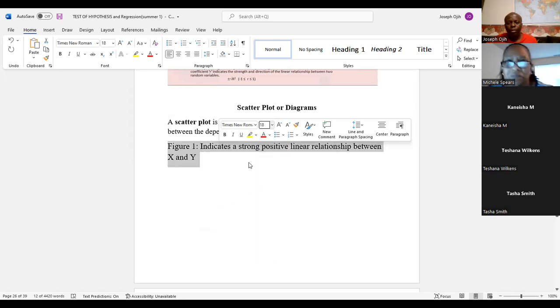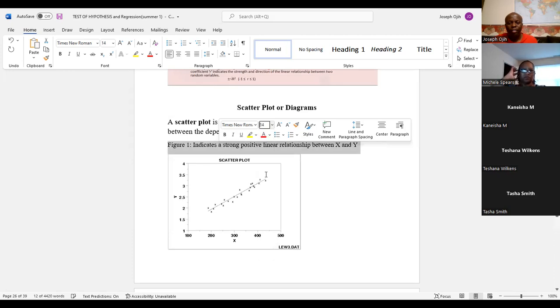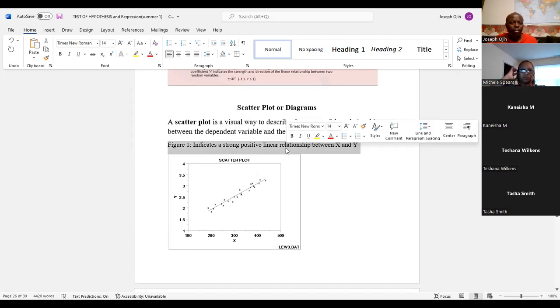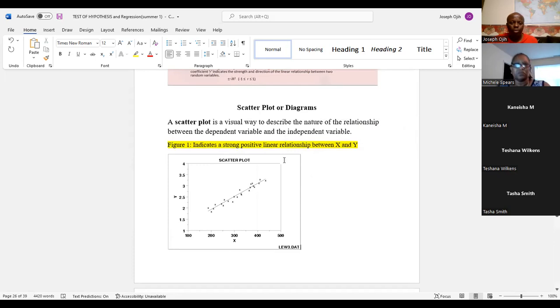positive linear relationship. Hold on, I think I made it too much. You can see right here, a strong positive linear relationship between x and y. That means as x increases, y also increases.